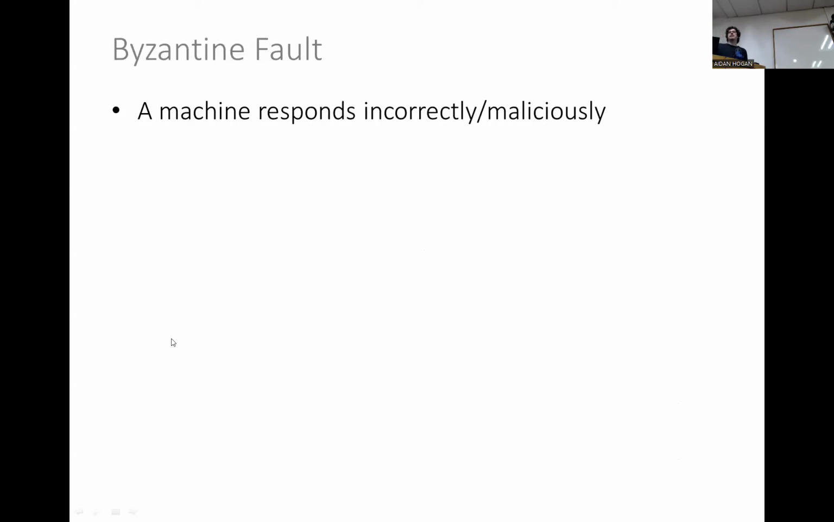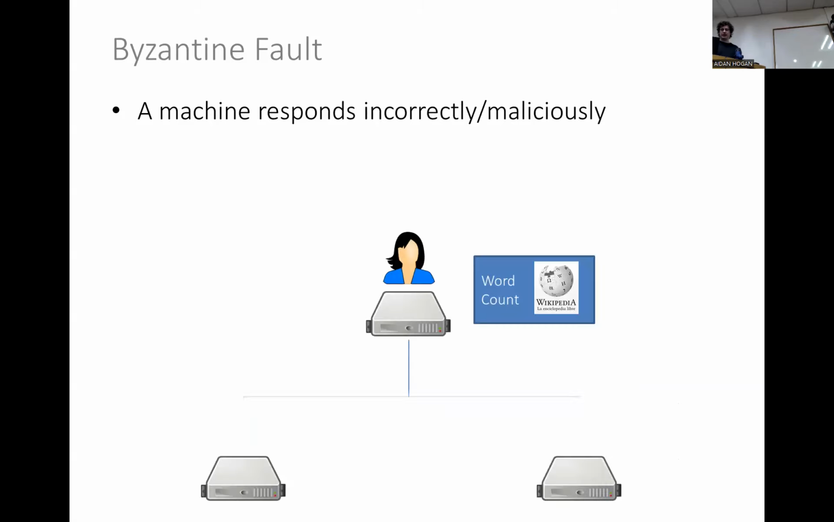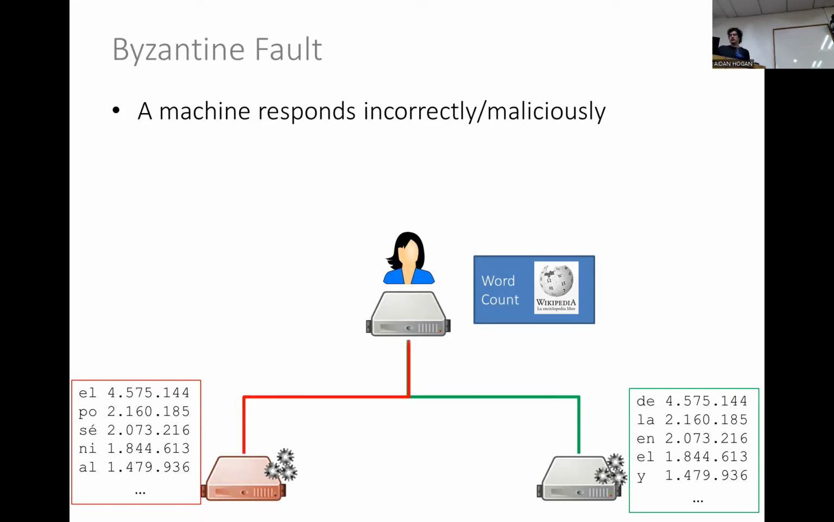There is a second type of fault called Byzantine faults. The name relates to the Byzantine generals problem in distributed systems. But the idea is that a machine can respond incorrectly or maliciously. In this case, it's a little bit more complex. We don't necessarily know which machine has failed, or if it has failed or not. Rather, we have two different responses given by the two different machines.